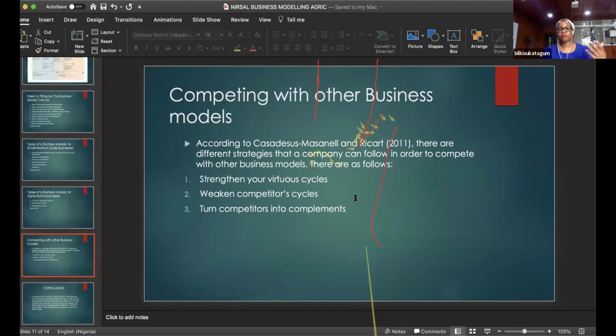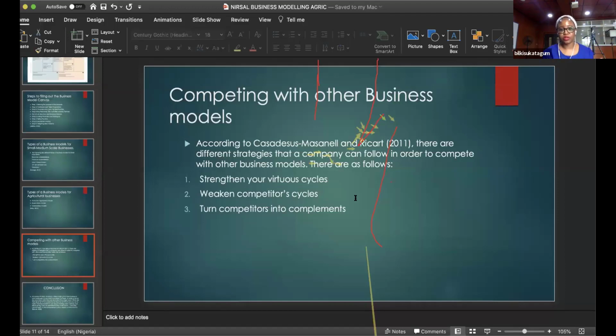The second one is weakening your competitors' cycles. If you see your competitor is doing something, the whole point of creating a business is to make money, maximize profit. So if you can weaken your competitors' operations, or what they're doing, or provide extra value that they don't have, all good for you. That's just the whole point of business too. It's just making money. You can't be thinking of the other person. So your model should be able to weaken your competitors. It means you have to be able to make it stand out from the market itself.